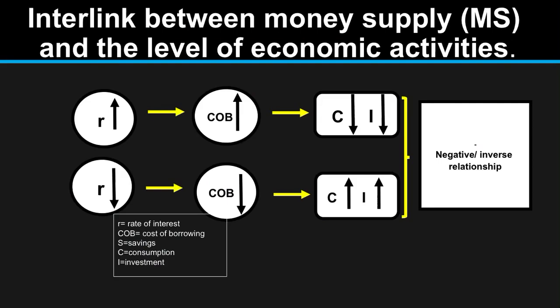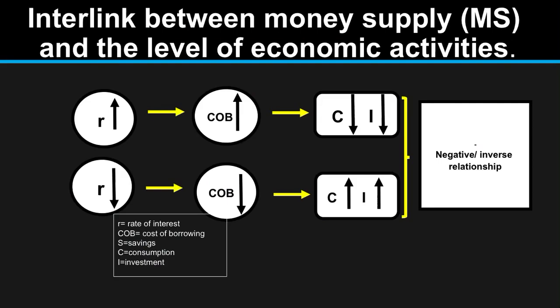Right? So if the government or the central bank increases the rate of interest, the cost of borrowing becomes more expensive, or there is an increase in the cost of borrowing. Therefore, this reduces consumption and investment in the economy. Therefore, you can see the rate of interest and the level of consumption and investment are inversely related. Therefore, you can clearly understand that the aggregate demand will reduce as consumption and investment reduce, right?